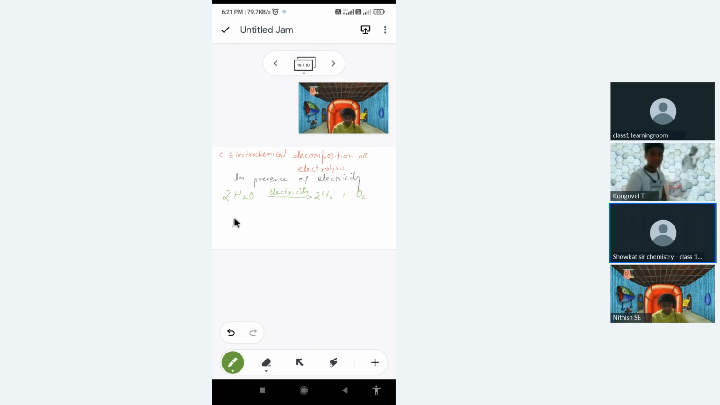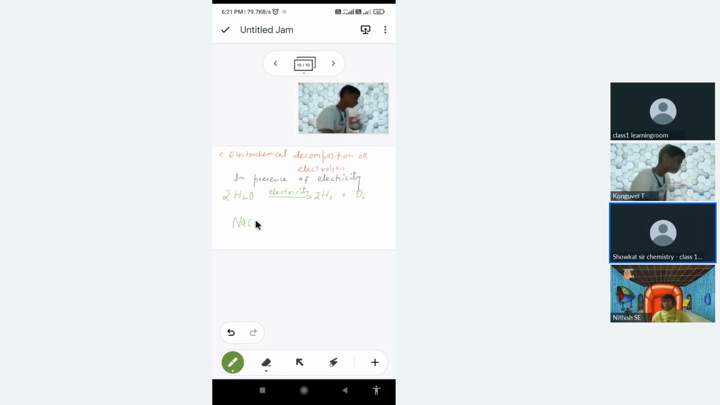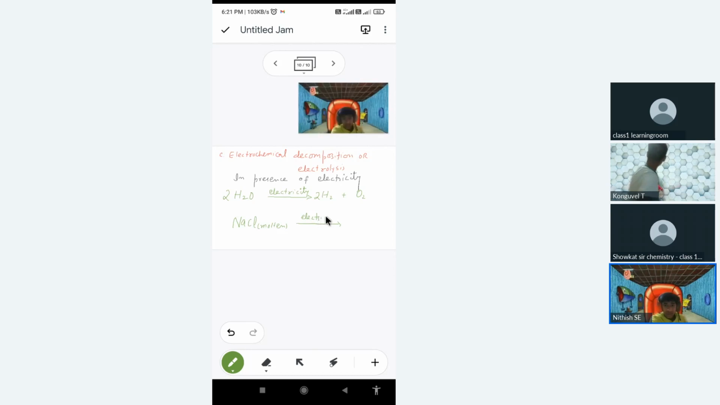For example, if you are having sodium chloride in the molten state, you have melted it, and then you are just passing the electricity. Can you tell me what will be the product? Sodium plus chloride. You will get the sodium metal, that is sodium solid, and you will get the chlorine gas. Here you will get both the gases. Hydrogen is a gas, oxygen is also a gas. So both these combined are just vapors.